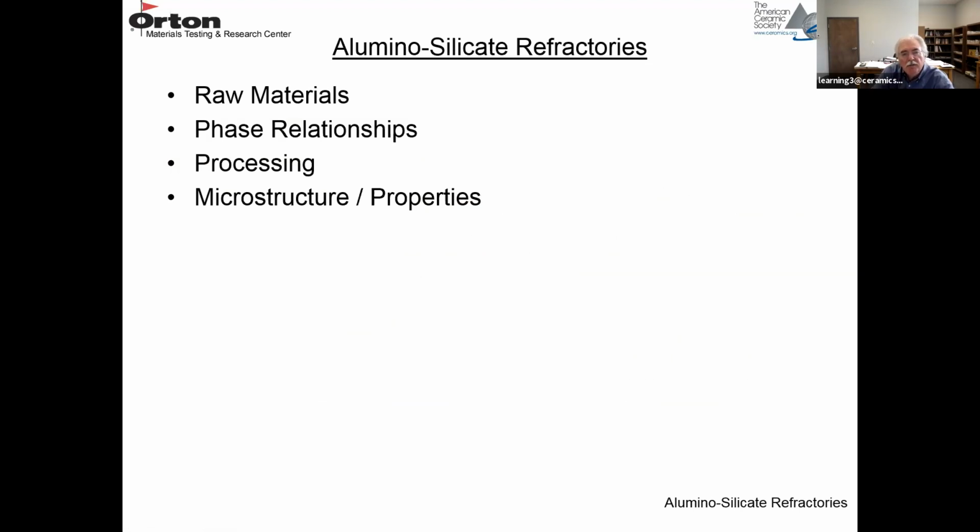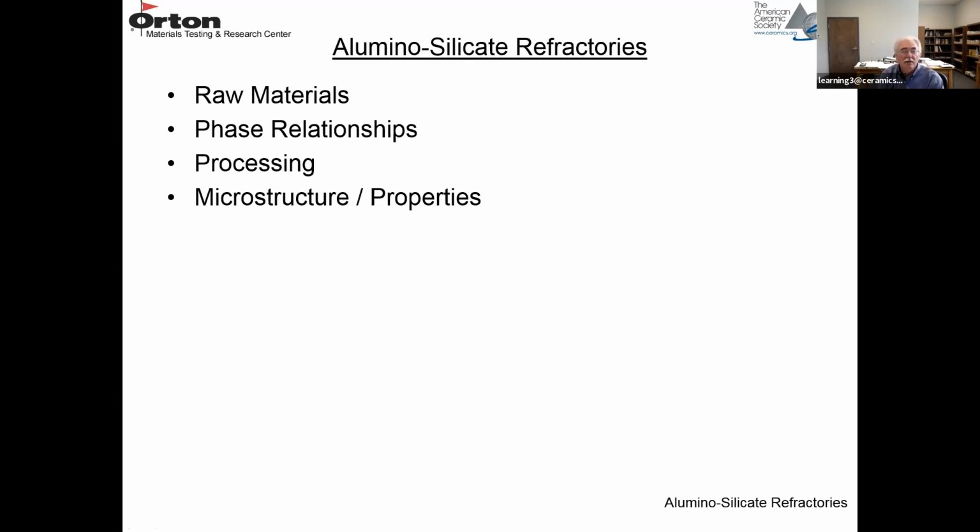So I think what we'll do is we'll stop here, and after lunch, we'll add alumina to silica, and that's a very common refractory material, the alumina silica refractories. And we'll again look at the raw materials, the phase diagrams, how they're made, and some of the important microstructure features affecting the properties.